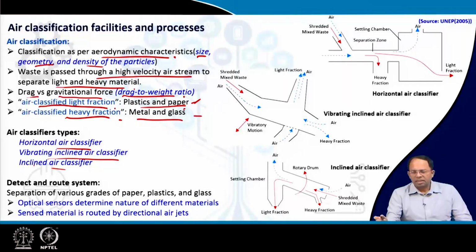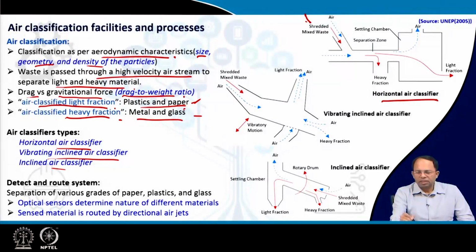So here you can see some designs of that. This is a horizontal air classifier. This is through which mixed waste goes in. Air is also pushed in through here. So air is also coming in like this. The heavy fraction drops down, whereas the lighter fraction is pushed, and then over here we can collect the lighter fraction, whereas the air can go out from this side.